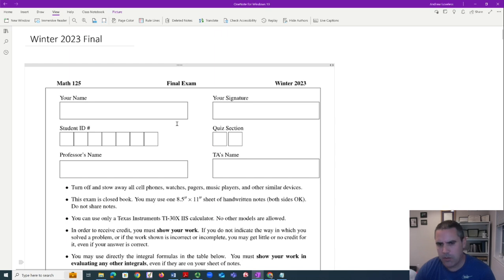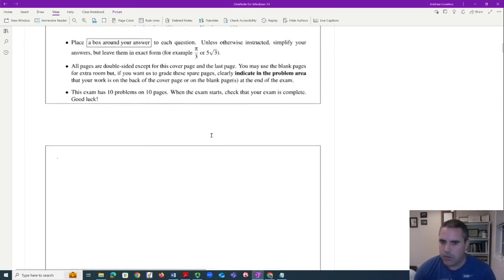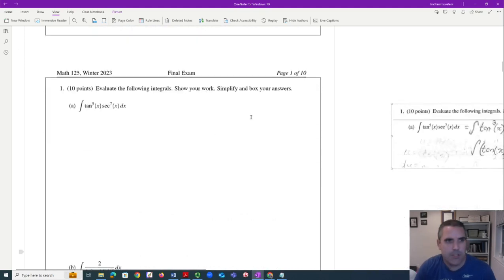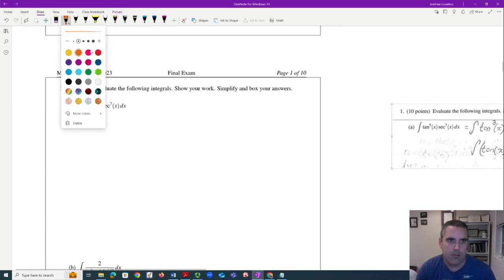So this is winter 2023. The structures of the finals are pretty similar from quarter to quarter, not always exactly the same. But let's look at the first question. So usually the first couple pages of the exams are integration. This is a trig integral.